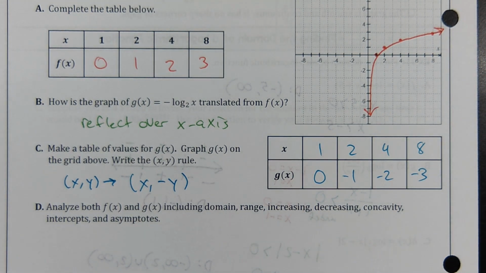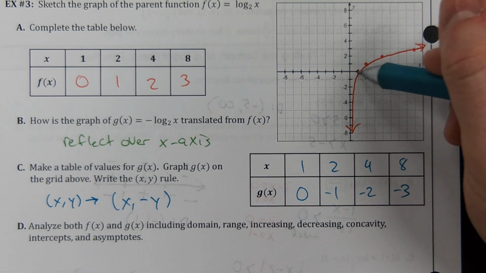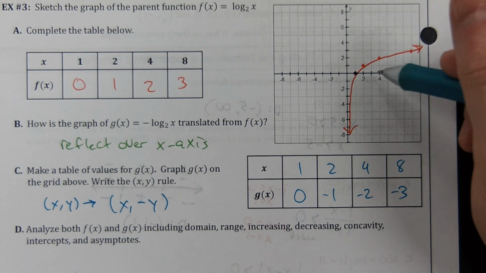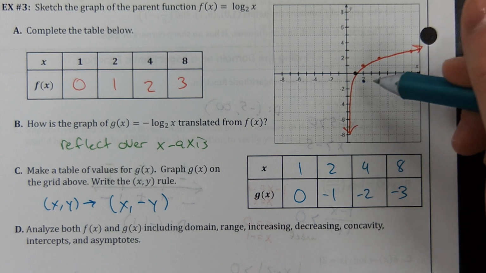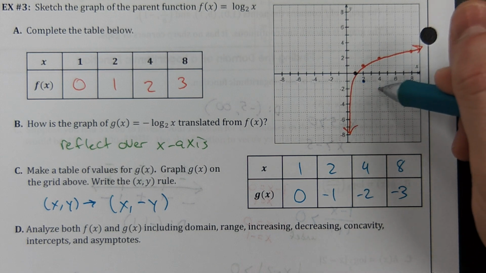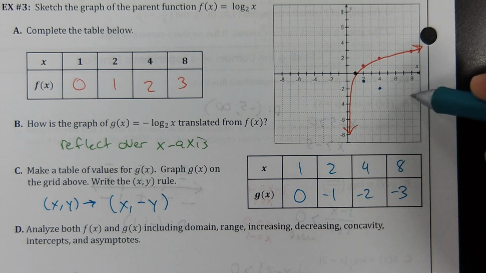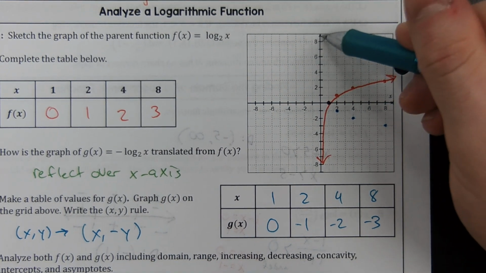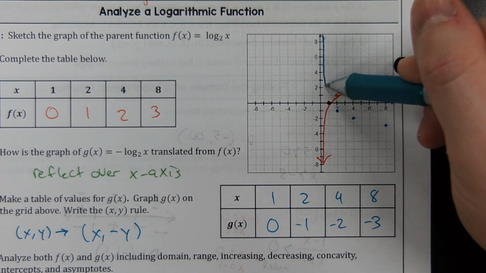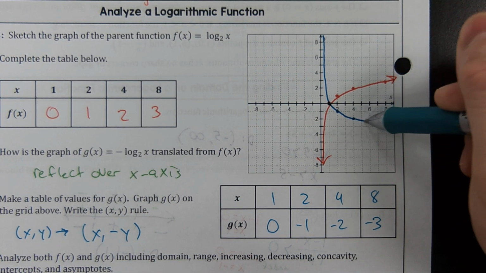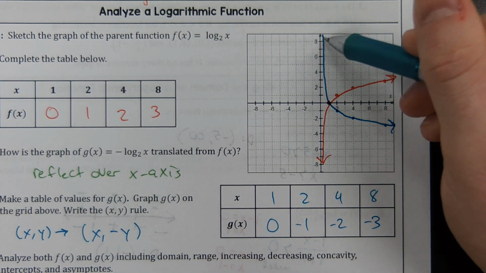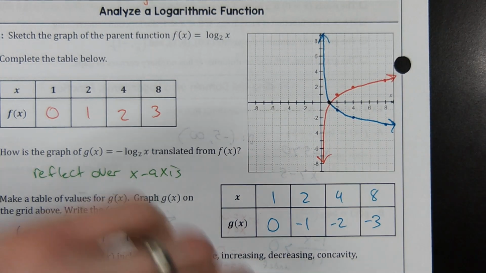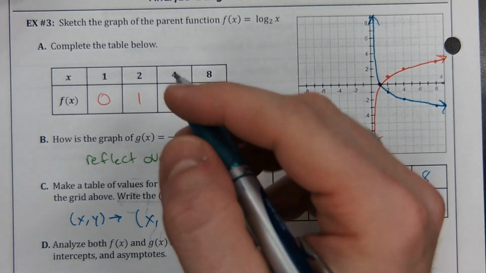So if we just plot these points, there's 1, 0, and then 2, negative 1, 4, negative 2, 8, negative 3, looks like this. And we've already said that this would also have been the same thing as if we had just written this.